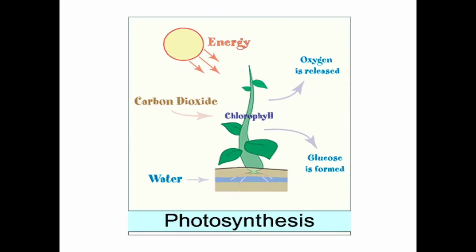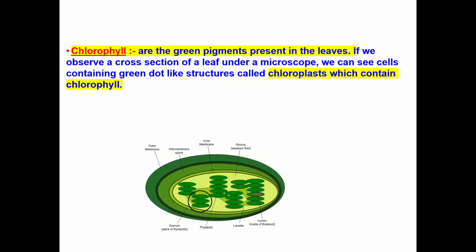Now when you see a photosynthesis process, here the products are glucose, oxygen is also released, water molecules are also released, and it requires sunlight, green pigment chlorophyll, carbon dioxide and water. Chlorophyll is a green pigment that is found in the cell organelle called chloroplast. Here you can see the chloroplast with a stack of thylakoids granum.